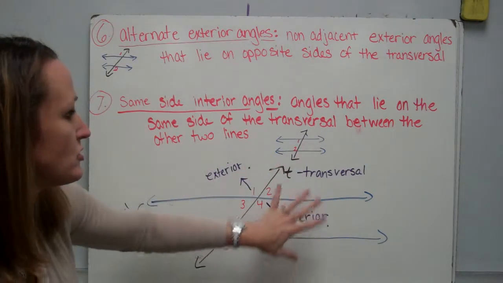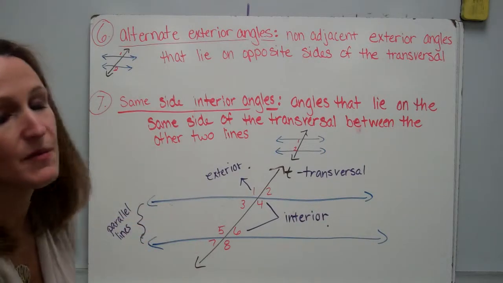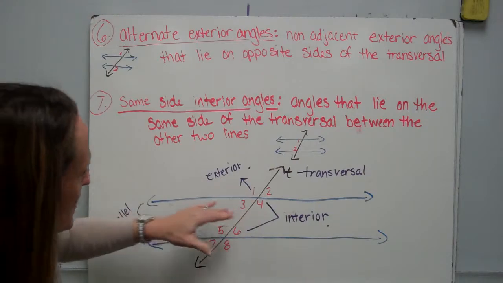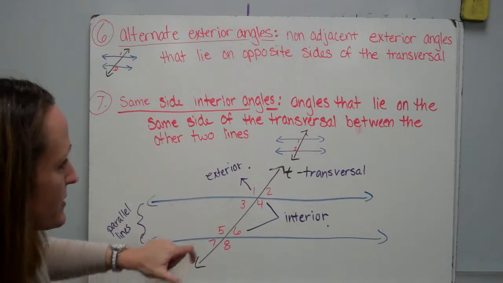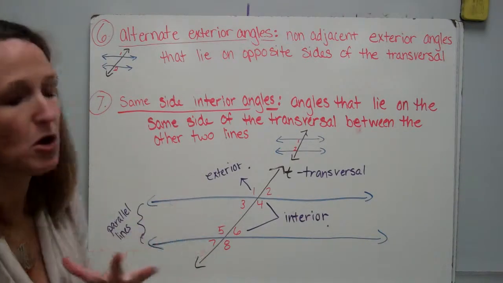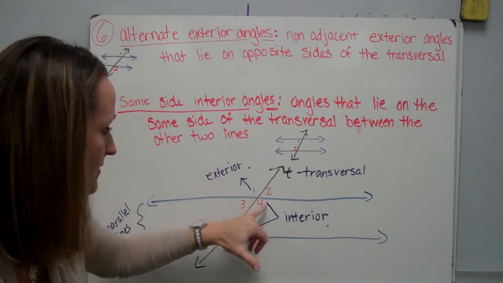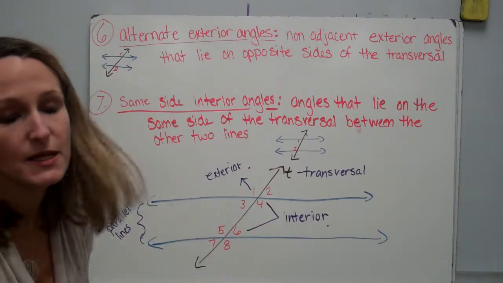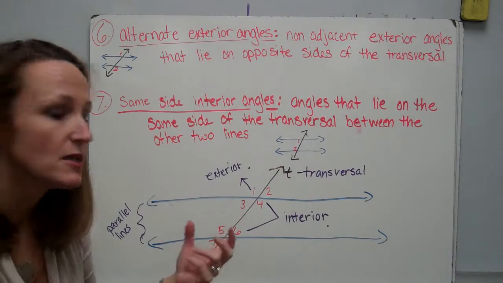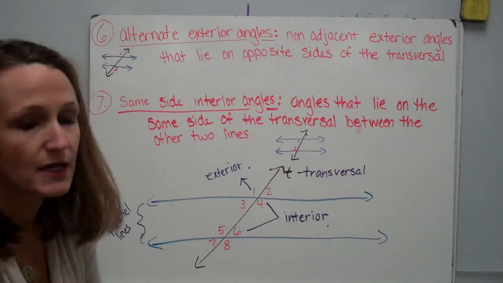So here I kind of drew an example of our two parallel lines cut by a transversal, and we get all these angle relationships. So here's our parallel lines, there's our transversal. Up here, angles 1 and 2, angles 7 and 8, they're all exterior. But inside 3, 4, 5, and 6 would all be interior angles. And then whether or not they're same side or alternate sides, you need to decide based on where they're located in that transversal.